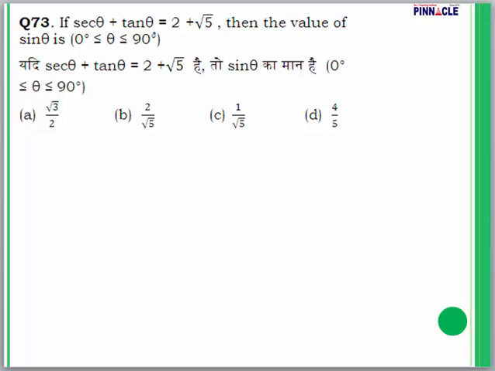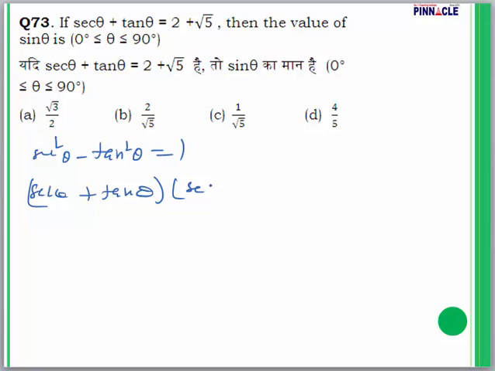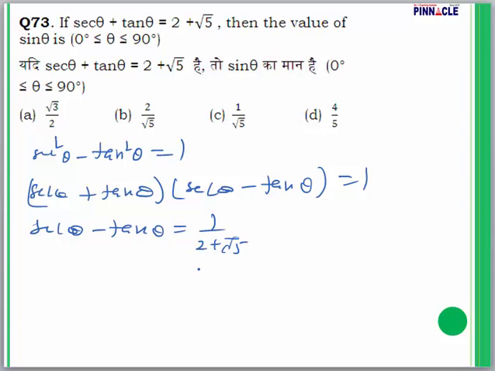Secant theta plus tangent theta is equal to 2 plus root 5, then we have to find the value of sine theta. Now if you find such kind of questions, you know secant square theta minus tangent square theta is a very important formula, that is 1. In other words, a square minus b square, we have applied this. So secant theta minus tangent theta is equal to 1 by 2 plus root 5.